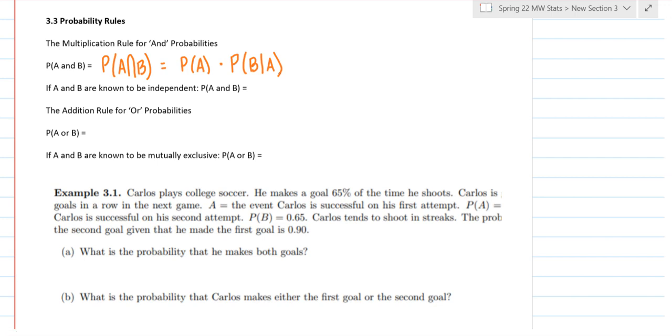This would be like the probability of getting, if we're doing a coin toss, heads and heads. That would be the probability of getting heads the first time times the probability of getting heads given I got heads the first time. So, given something happens the first time. If A and B are known to be independent of each other, then it's just going to be the probability of A times the probability of B.